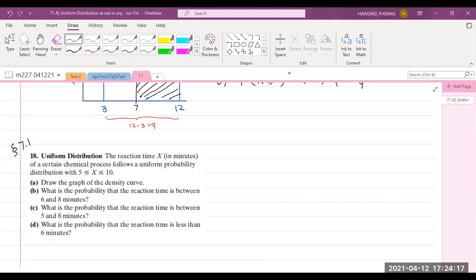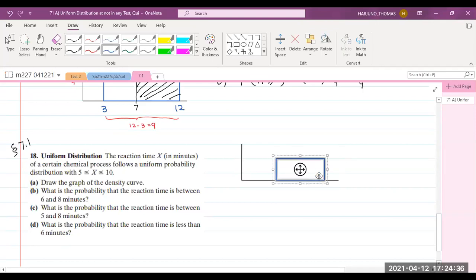The reaction time X in minutes of a certain chemical process follows a uniform probability distribution with X between 5 to 10. So you imagine 5 to 10. What is the length of the base? The length of the base is 10 minus 5. That's 5. So the height will be 1/5. So this x here, let me write the notation, x is uniformly distributed from 5 to 10.